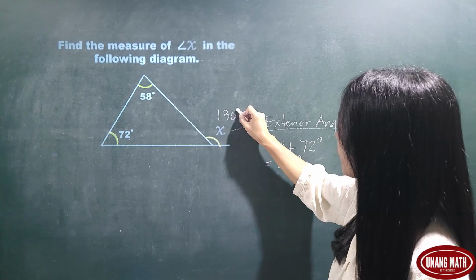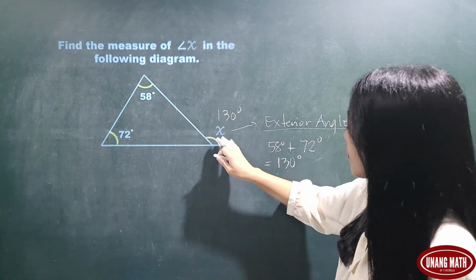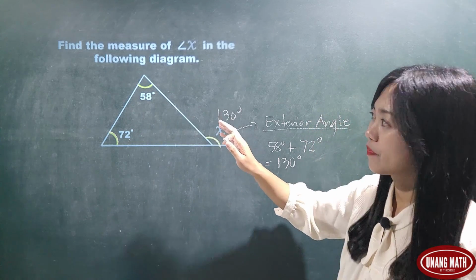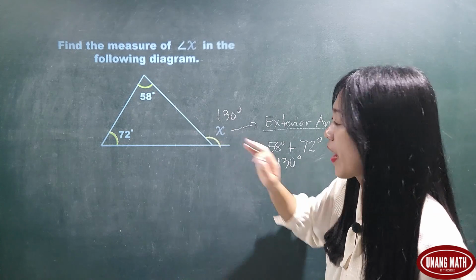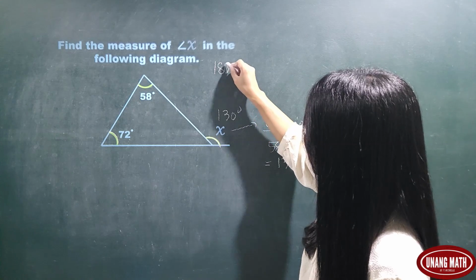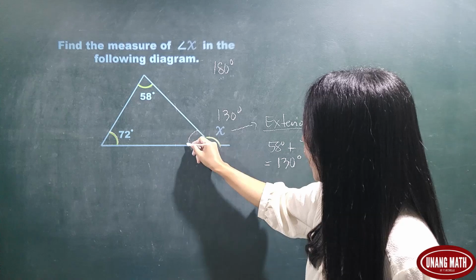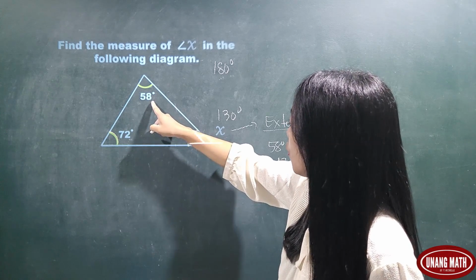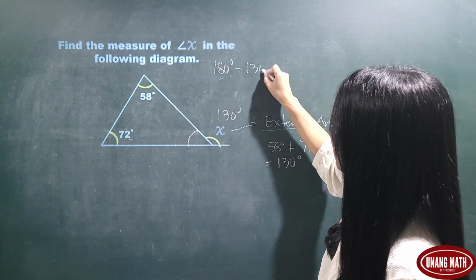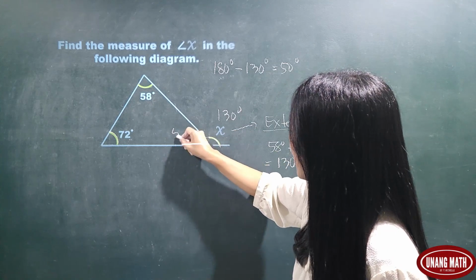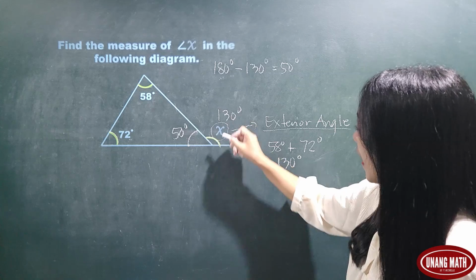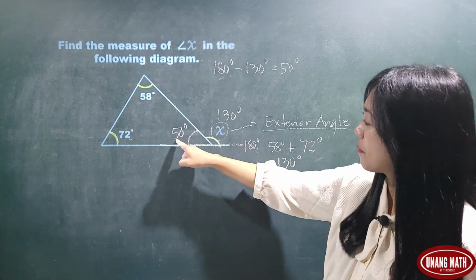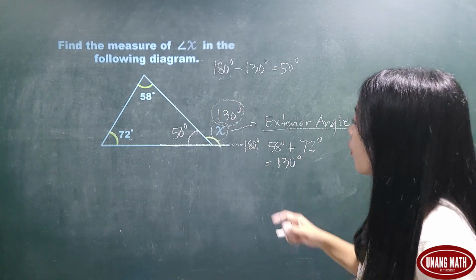So this is 130 degrees. There's another way to find the measure of this exterior angle. We will use the concept of the sum of the interior angles of a triangle. We know that the sum of the interior angles of a triangle is 180 degrees. So 72 plus 58 is equal to 130 degrees. So 180 minus 130 degrees is equal to 50 degrees. So this is equal to 50 degrees. To find the exterior angle, this is a straight angle, which is equal to 180 degrees. So 180 minus 50, then our exterior angle is 130 degrees.